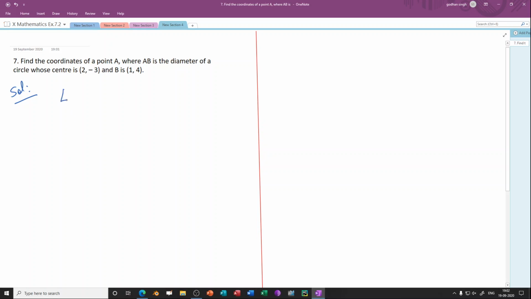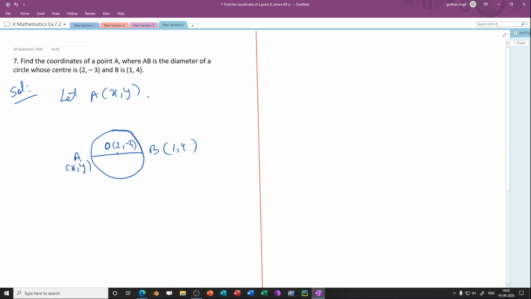So let the coordinates of A be (x, y). Now we'll draw a diagram for this. Suppose this is the circle and this is the diameter AB. Coordinates of point B are (1, 4), and the coordinates of point A are (x, y). AB is the diameter of a circle whose center is (2, -3). So suppose O is the center and the coordinates of O are (2, -3).